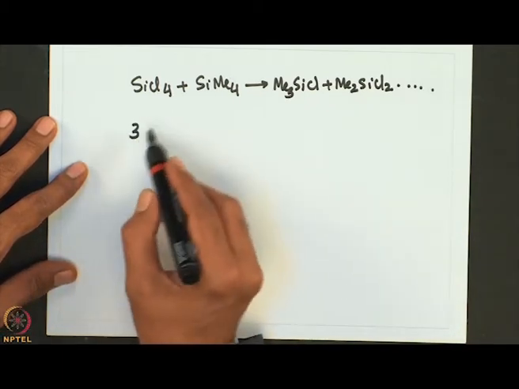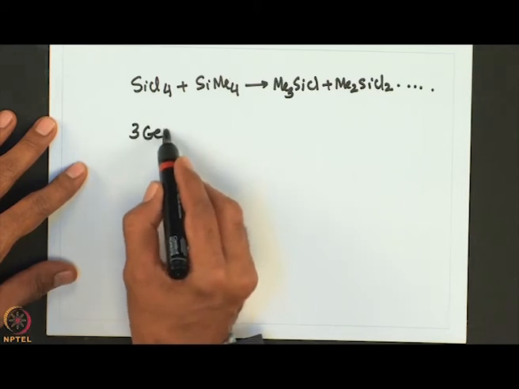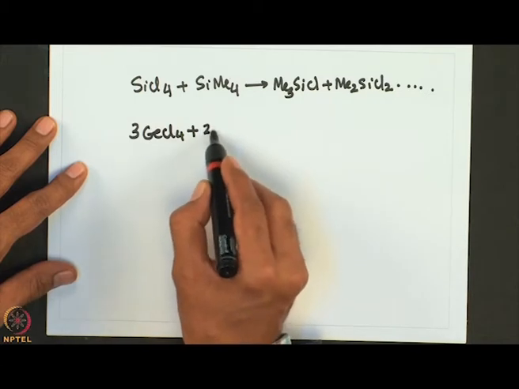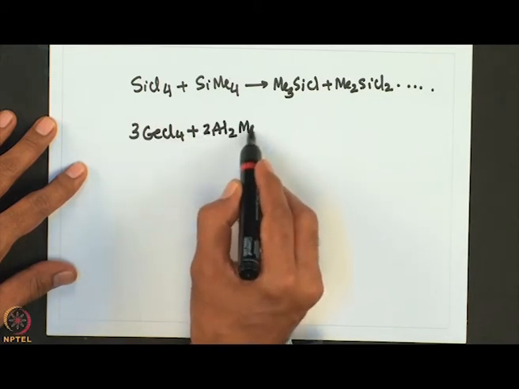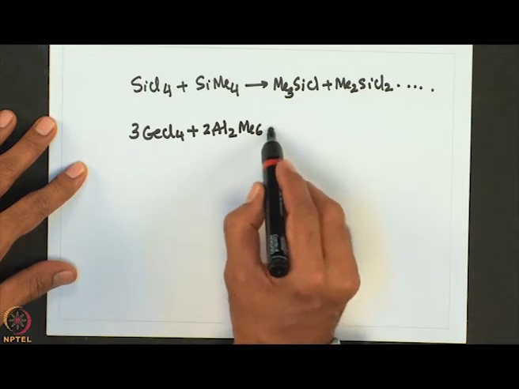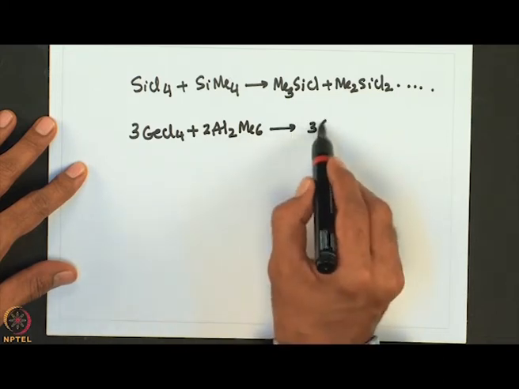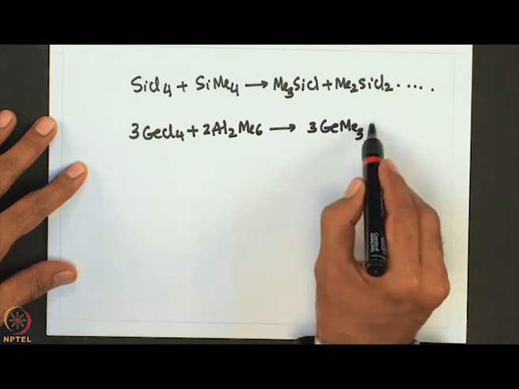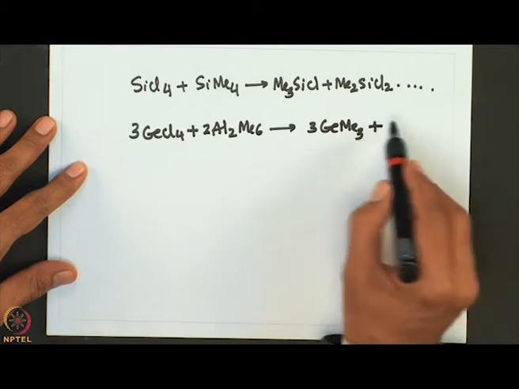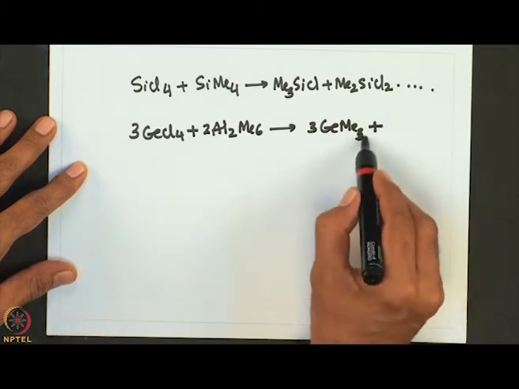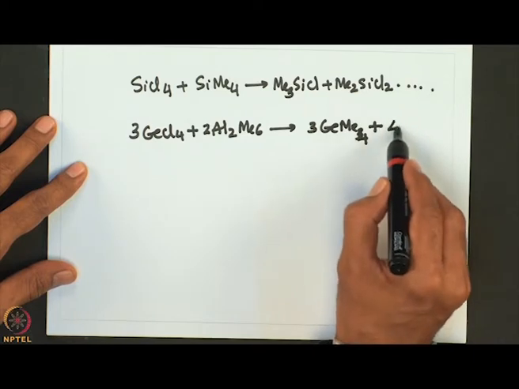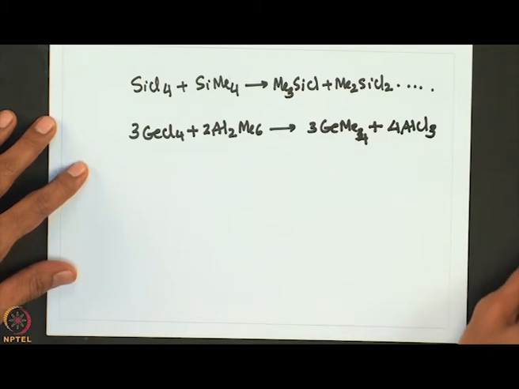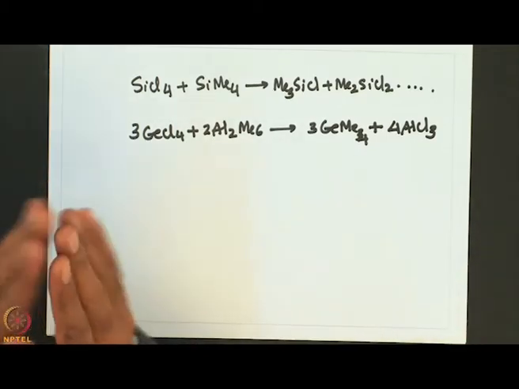Similarly, treatment of germanium tetrachloride with trimethyl aluminum gives trimethyl germanium chloride plus tetramethyl germanium plus 4 AlCl3. Okay. So, aluminum is more electropositive than germanium.